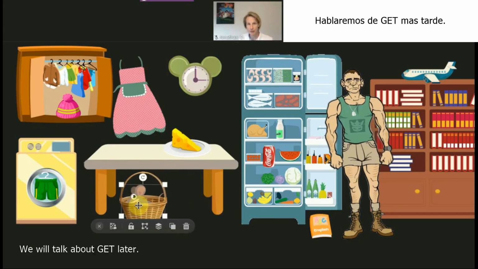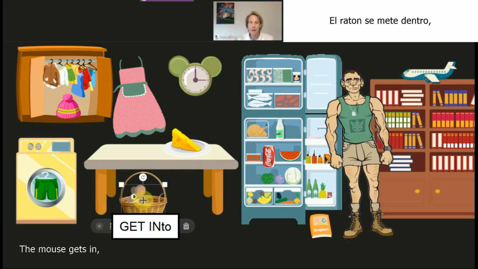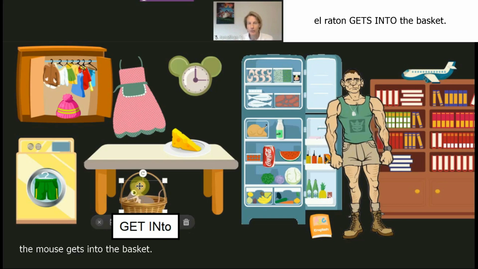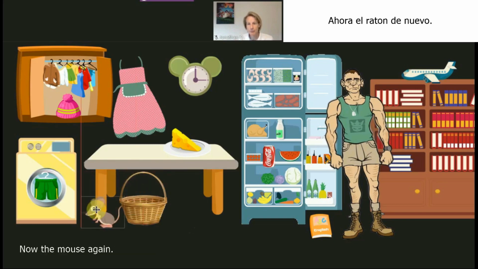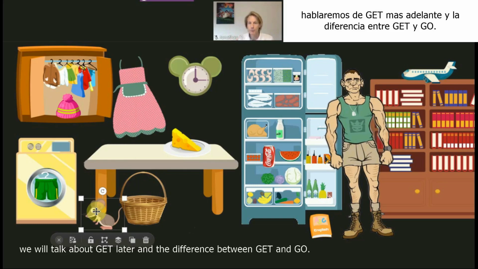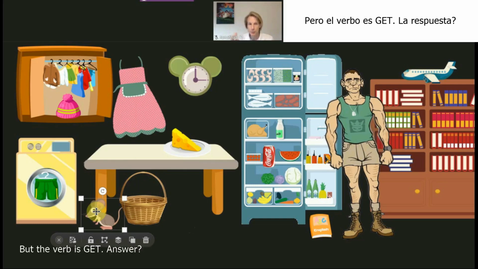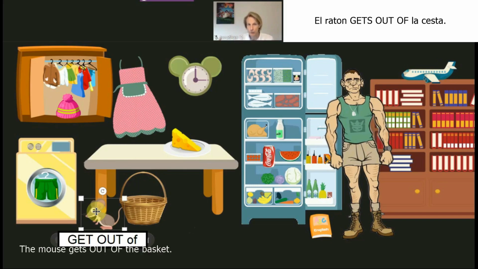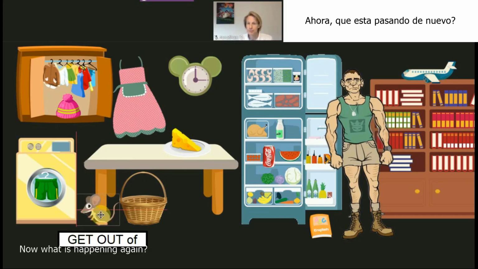gets, we will talk about get later and why it is get and not go. Gets, and the answer is, remember to stop the video, the answer is gets into the basket. The mouse gets in. The mouse gets into the basket. Now the mouse, again the verb is the same. We will talk about get later and the difference between get and go, but the verb is get. Answer, the mouse gets out of the basket. Good.